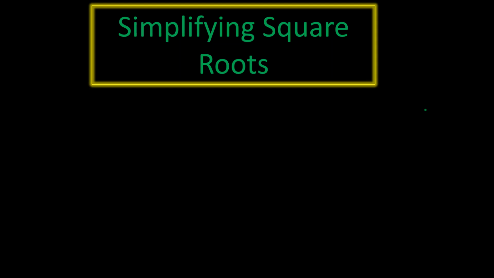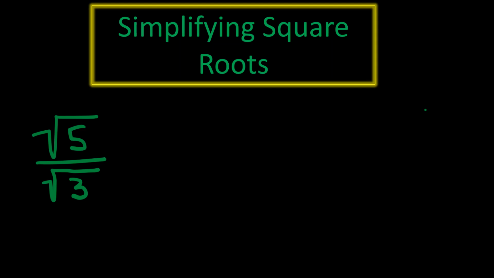Hello, today I want to talk about simplifying square roots. More specifically, I want to talk about what you do when you have a square root divided by another square root. In this case, we have the square root of 5 divided by the square root of 3. So what we have to do is rationalize the denominator.